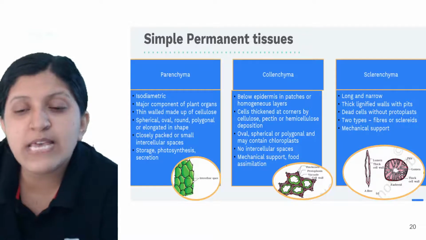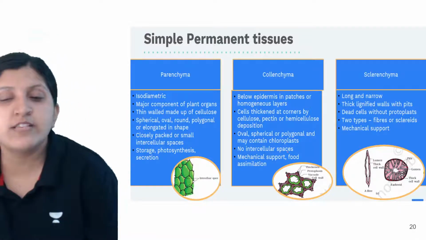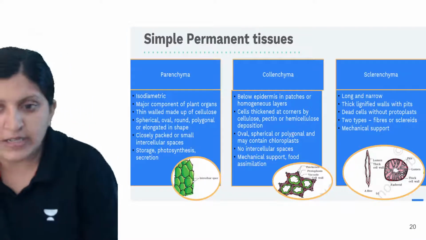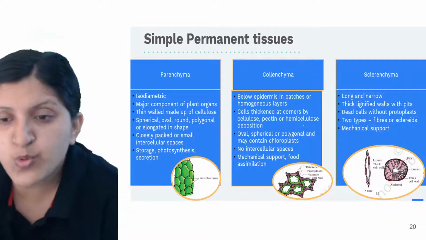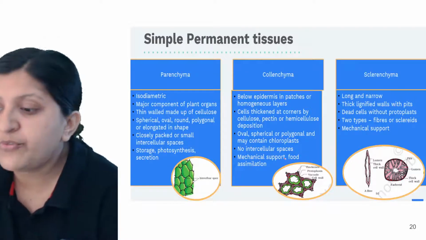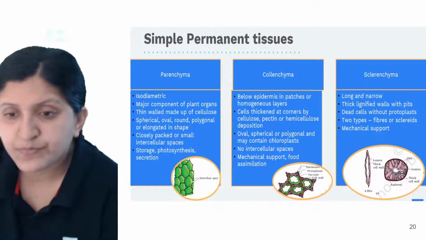So no intercellular space. Why there is no intercellular space? Because they are compactly packed by the inner material. So with respect to that, there is no intercellular space and mechanical support and a food assimilation will be done.